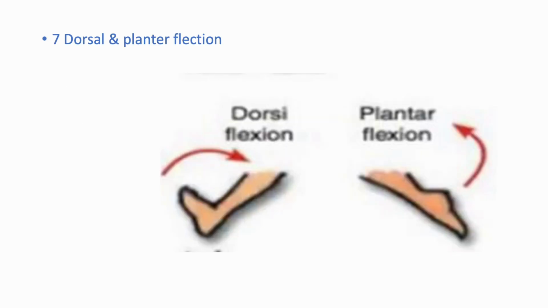Dorsiflexion is like standing on your heel, reducing the angle between the leg and the dorsal part of the foot. Plantar flexion is increasing the angle and also reducing the angle in the posterior part of the ankle region, so that you extend the ankle, with the anterior part of the ankle region on the dorsal aspect.